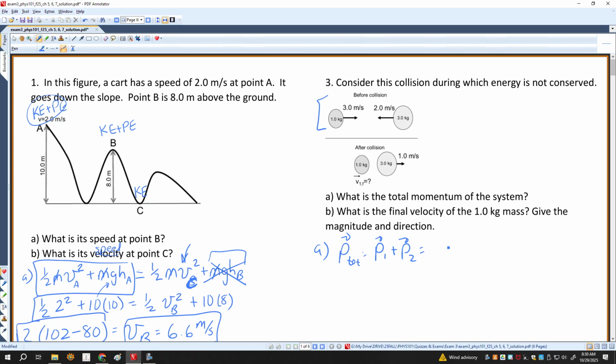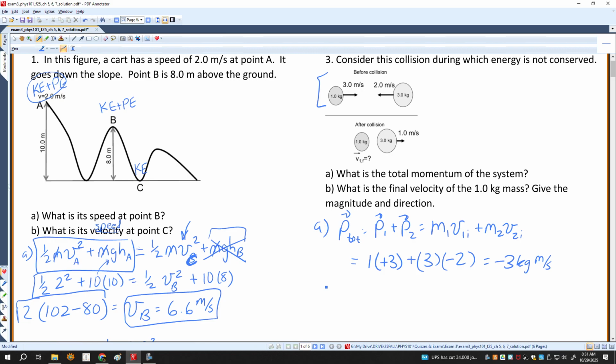That's going to be M1 V1 initial plus M2 V2 initial, which is going to be 1 times positive 3 plus 2 times negative 2. And so that total momentum is 3 minus 6, or negative 3 kilogram meters per second. Then I want to know what is the final velocity, and give the magnitude and direction.